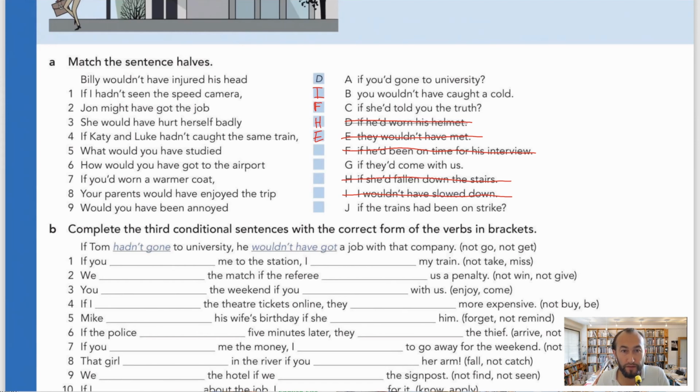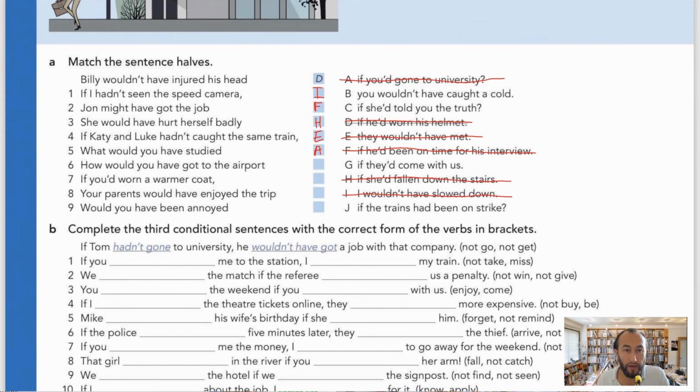5. What would you have studied? If you had gone to university, A is good here. You see, if you'd gone to university, it means if you had gone to university. It means, in reality, he or she didn't go to university. And it's too late, and they talk about late things in imaginary situations.